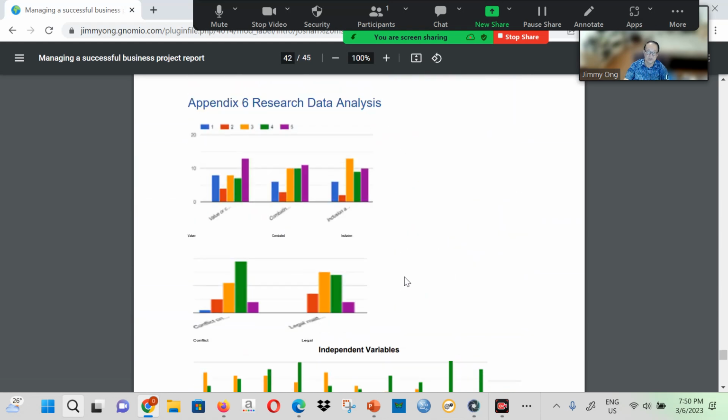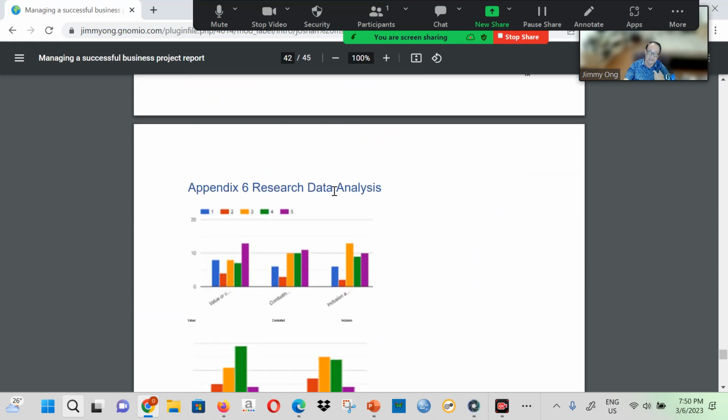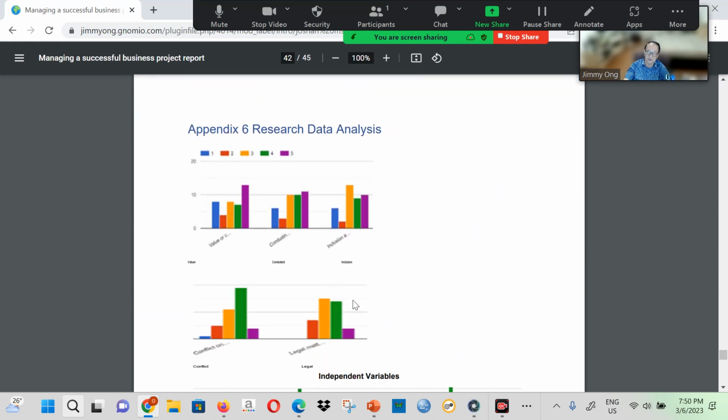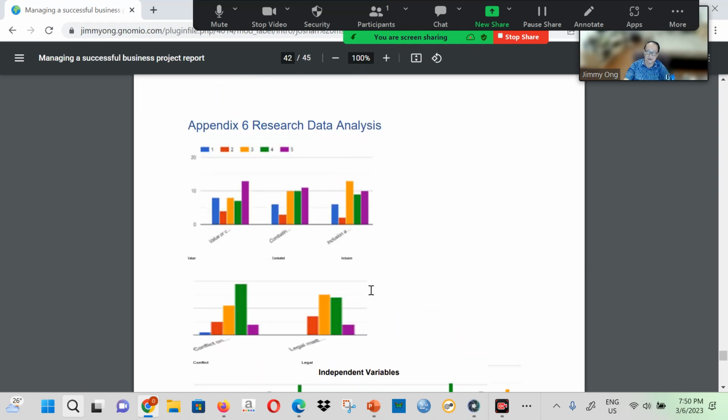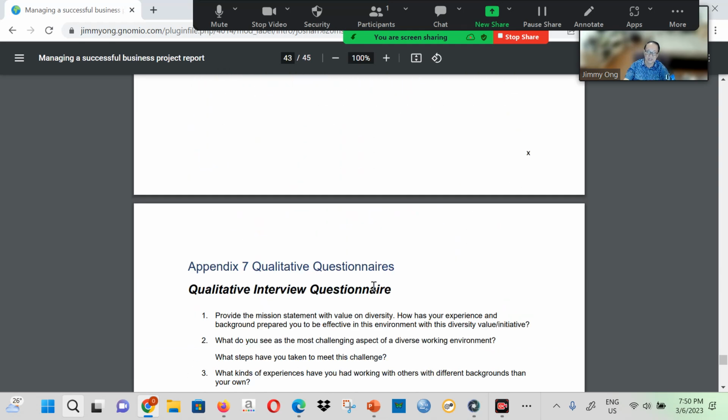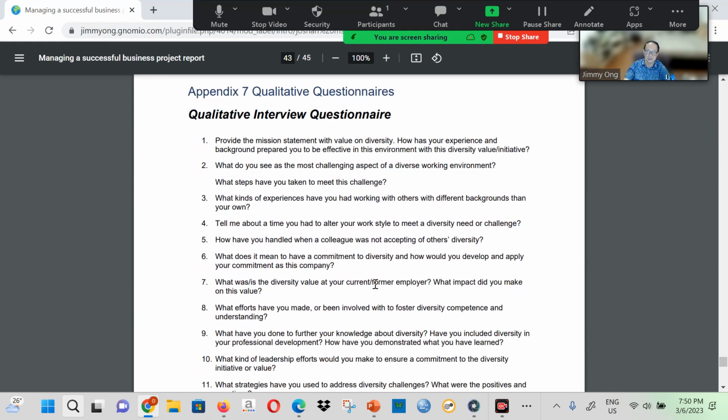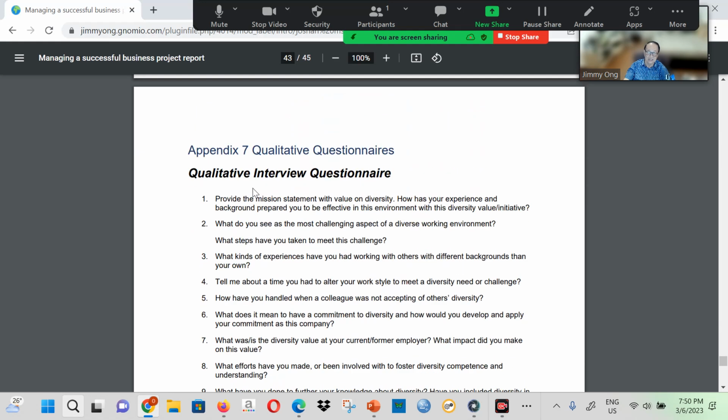These are some of those inference data, right? The data, research data analysis. This one does not use SPSS. This one just simply uses Google Form. But that's provided you know how to use it. I already showed you. This is some of another qualitative interview question.